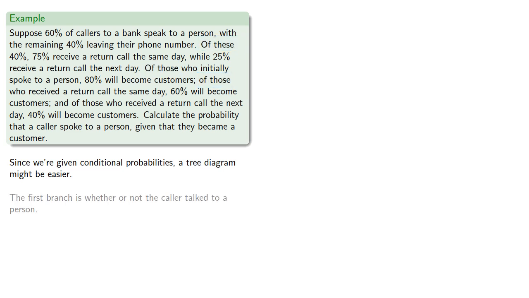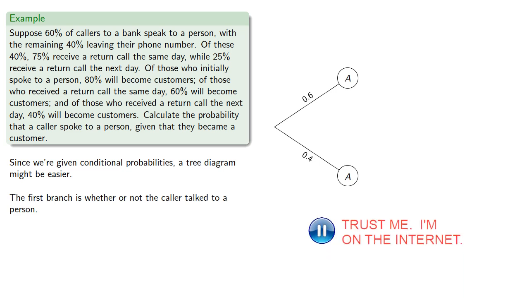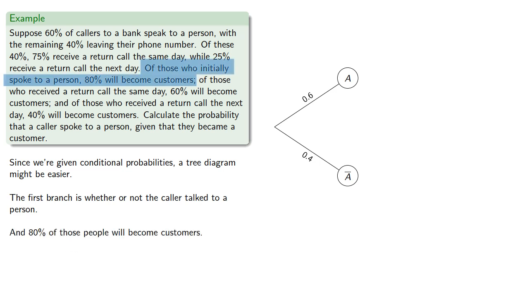So the first branch is whether or not a caller talked to a person. So we'll split our tree at that point. Either somebody talked to a person or they didn't. And we know that 60%, 0.6, did actually talk to a person versus the rest who did not. And of the people who talked to a person, we know that 80% became customers. And remember, those are conditional probabilities, so our branch splits into customers and non-customers.